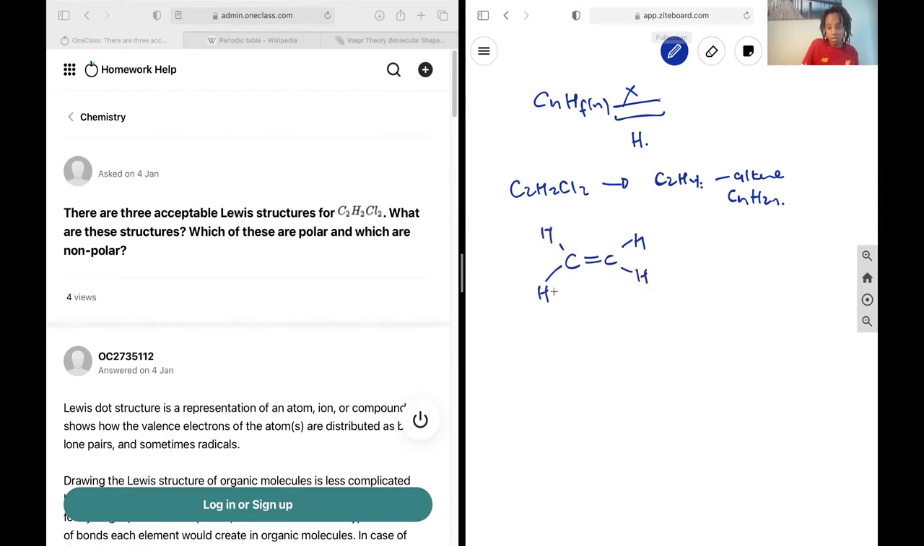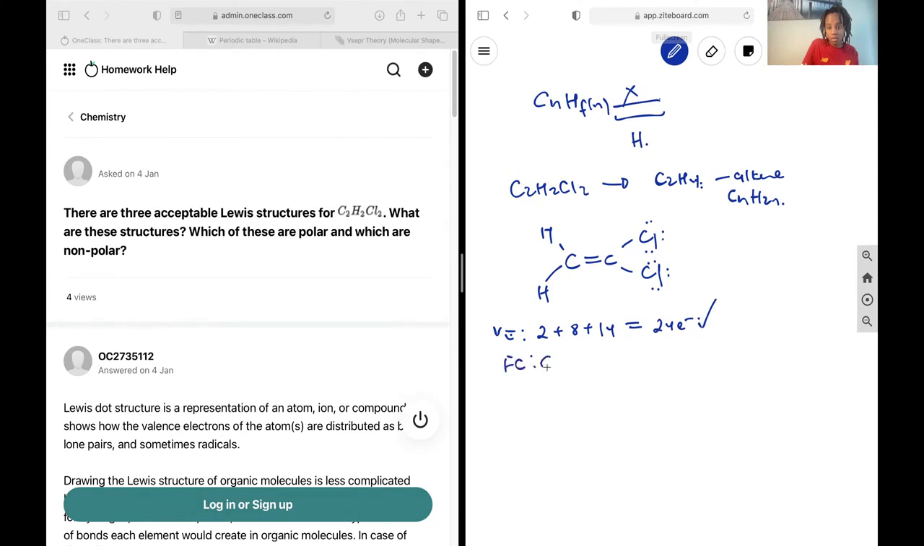Now, because we have two halogens instead of the four hydrogens, let's just replace two hydrogens with the halogen that we have, so Cl instead. And if you'd like to double check that this is all correct, we can count our valence electrons. We know that we'll have 2 plus 8 plus 14, and that is going to give us 24 electrons. 2, 4, 6, 8, 10, 12, 14, 16, 18, 20, 22, 24. Our valence electrons are all taken care of.